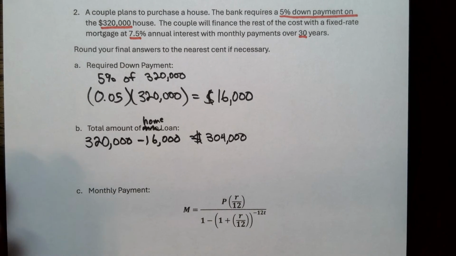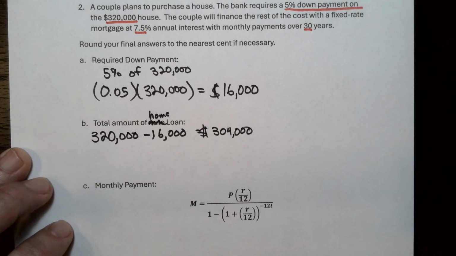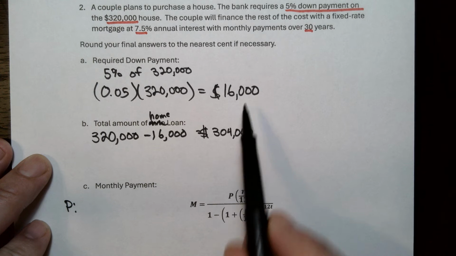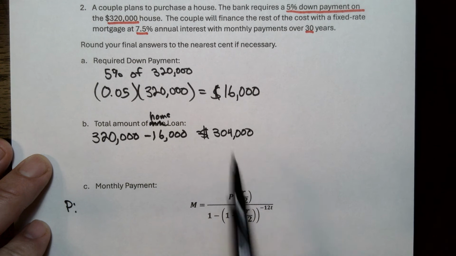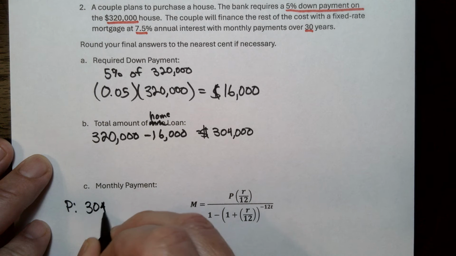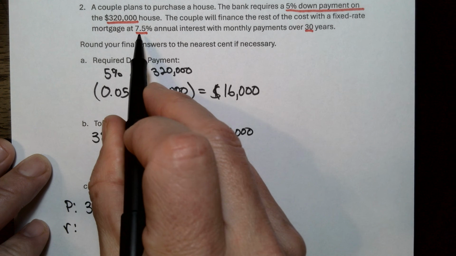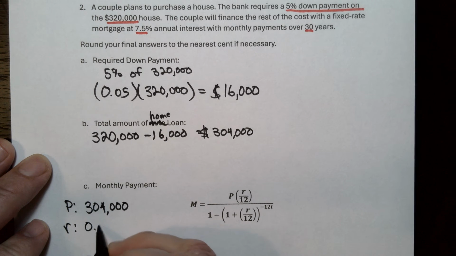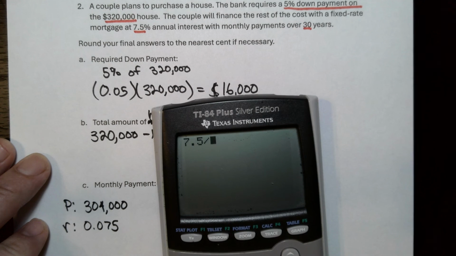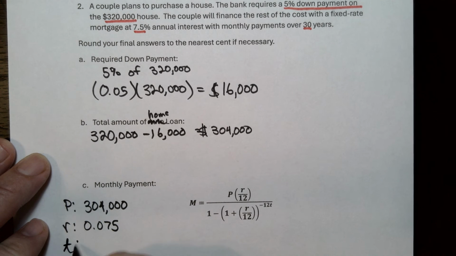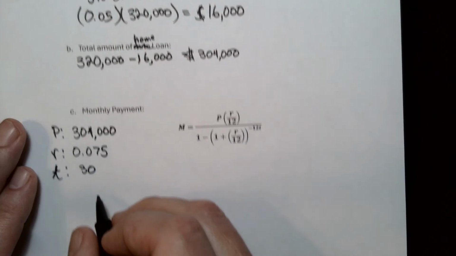And the last question is monthly payment. We have our formula here. P is the principal, but after the down payment has been paid. So the loan is only for $304,000. That's the number we're putting in place of P. We have the rate, which is 7.5%, which is 0.075. If you're wondering how I'm getting that, you just divide the 7.5 by 100, and that's the decimal value of it. And then finally the time. How many years is this? 30 years.